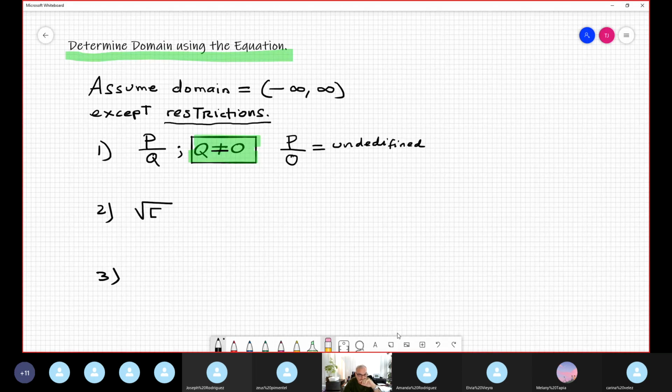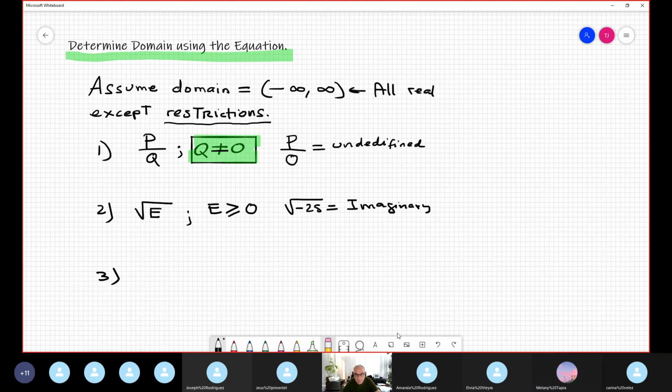The second one is a square root. Suppose that you have a square root of e, where e represents an expression. The restriction in this case is that e is positive or zero, so non-negative. Why? Because the square root of a negative number is imaginary. In this chapter, we are only working with real numbers. Imaginary numbers belong to another field. So now you need to avoid that situation.